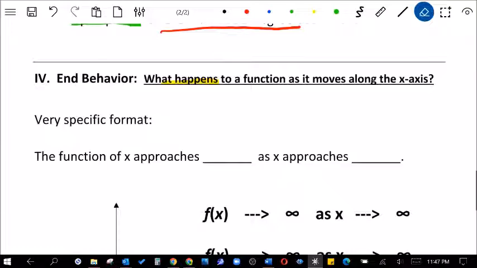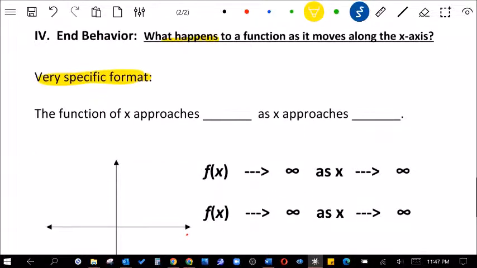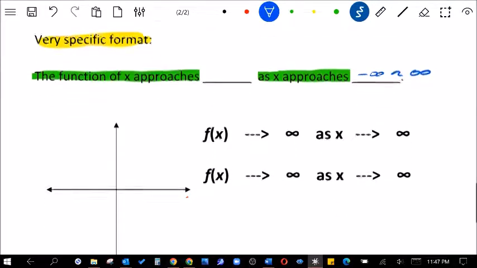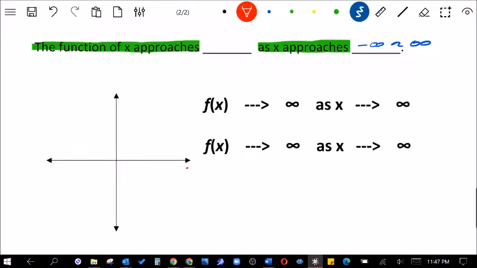what happens to a function as it moves along the axis? We'll recognize that there's a very specific format that you have to follow, and it's this. The function of x approaches something as x approaches something. That's usually the function of x approaches a number, infinity, or such, but here as x approaches negative infinity or infinity. And that's because of what happens here on the graph.